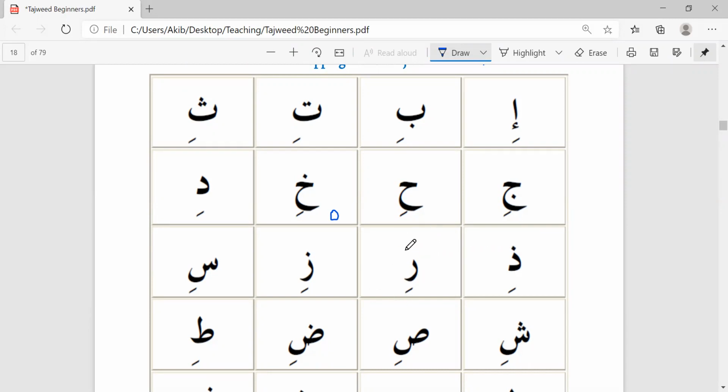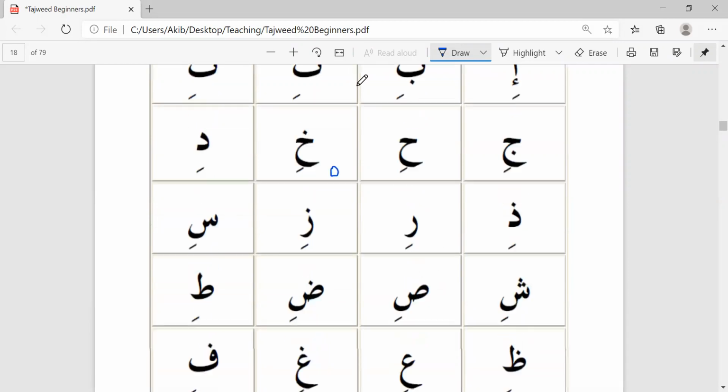Now we come to the ra. Now you're going to see why the ra is not considered a heavy letter. The reason is that when the ra has a kasra on it, it's going to be read like a light letter. It will not be heavy. So the ra with the kasra is ri.